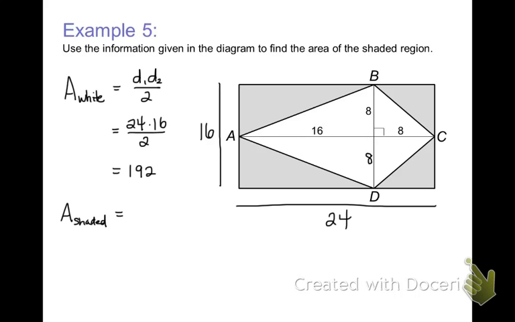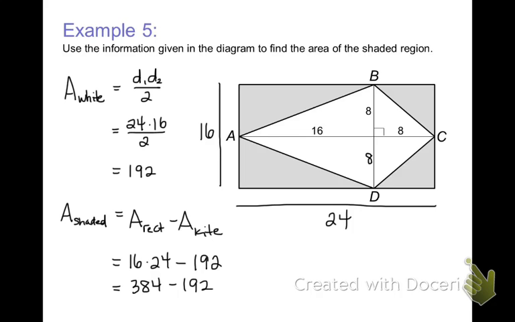So when I find the area of the shaded region, we said that this is the area of the rectangle minus the area of the kite. How do you find the area of the rectangle? 16 times 24 minus the area of the kite, which was 192. 16 times 24 is 384 minus 192. That's just 192. So this would be the area of the shaded region, and it actually is the same exact thing as the area of the white region.